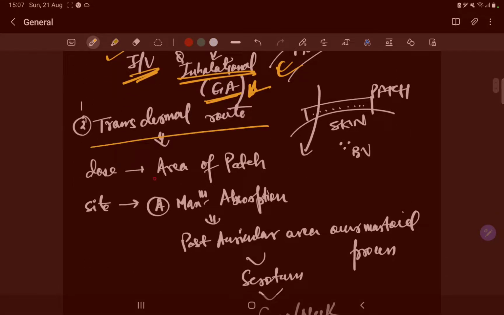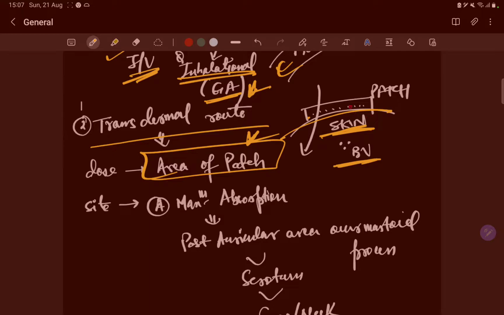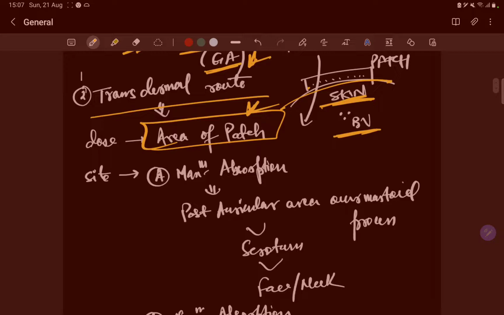Now transdermal route, dose is the area of the patch. जो पैच लगा रहता है स्किन के साथ में, और ये ब्लड वेसल्स हो गया तो कितना अंदर जाएगा, इट डिपेंड ऑन द एरिया ऑफ द पैच एंड द लिपिड solubility of the drug.